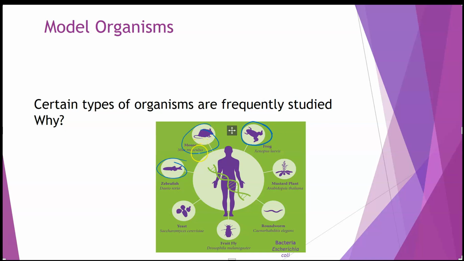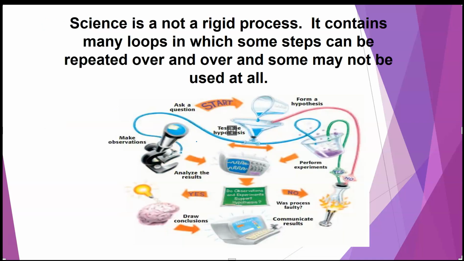This is because sometimes we don't want to damage humans. If we're trying to understand a disease, it will be really challenging to give it to healthy people because now they're susceptible to that disease. So there are different types of organisms we can use, and I can talk about that in depth if anyone is interested in research. And again, science is not a rigid process.